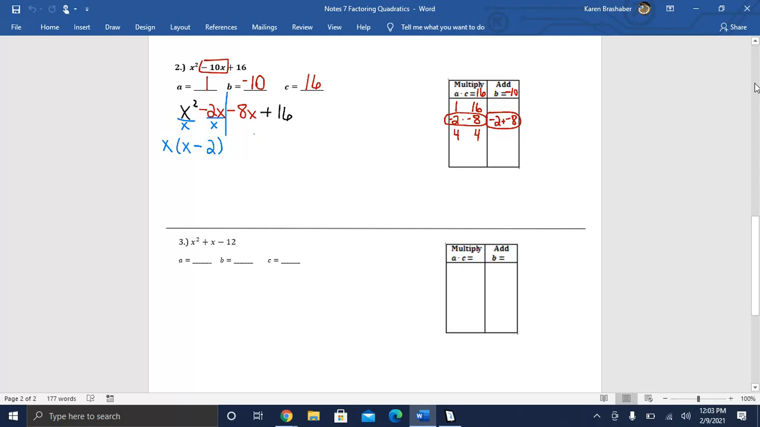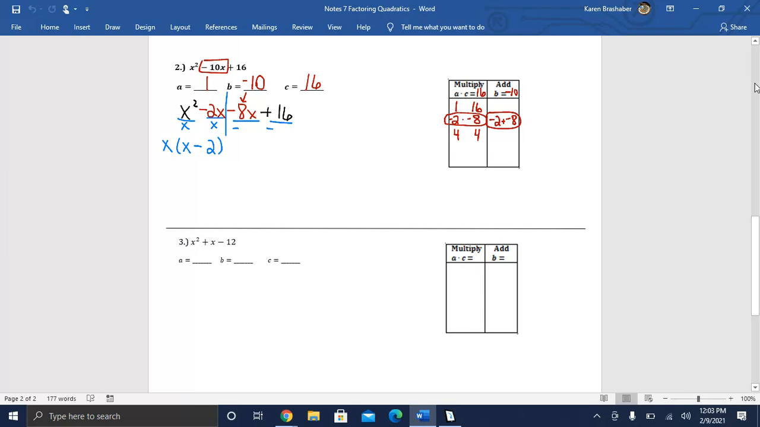So x minus 2. And then, now, in your next section, you have negative 8x and 16. Whenever that third term is negative, which that would be our negative 8, we want to divide by a negative. So whenever that third term is negative, we have to divide by a negative. So I'm going to go ahead and put a negative sign.